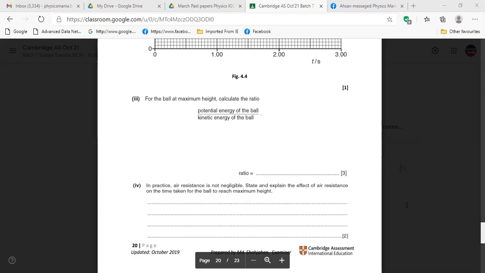So 2.99. Yes, now you are right. So write it 2.99. That is 3, right? Yes, sir. Okay, 3.0 or 3 you can write. So our ratio is 3. Ratio does not have any unit, right? Here both are joules, so joule will be cut. Potential energy and kinetic energy.